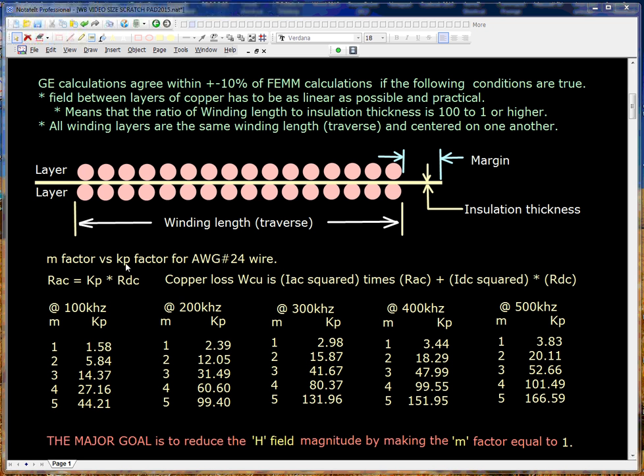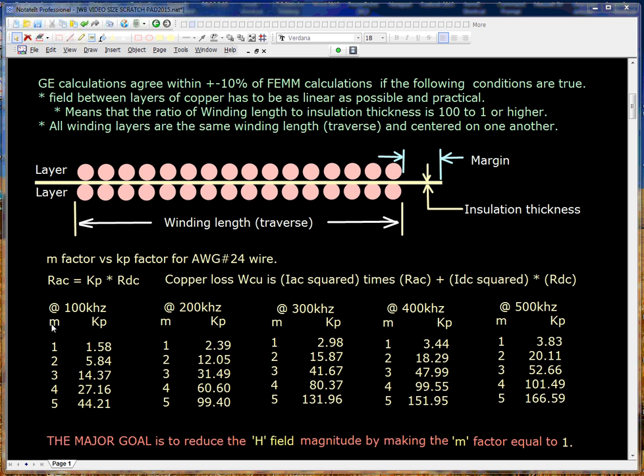The KP factor comes from the equation when we execute it. And if we were to take, for example, AWG number 24 wire, meaning American wire gauge. Here's the meaning of the KP factor. We multiply RDC by the KP factor to produce a number called RAC. Then the copper loss is IAC squared times RAC. And if we have a DC component, we would square that and multiply it times RDC and add the two together.